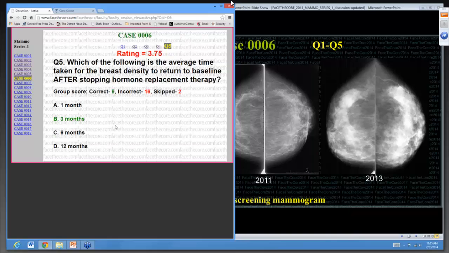And which of the following is the average time taken for the breast density to return to baseline after stopping hormone replacement therapy? It's usually three months. Some texts say 4 months, but the majority say 3 months to get this patient back to baseline.